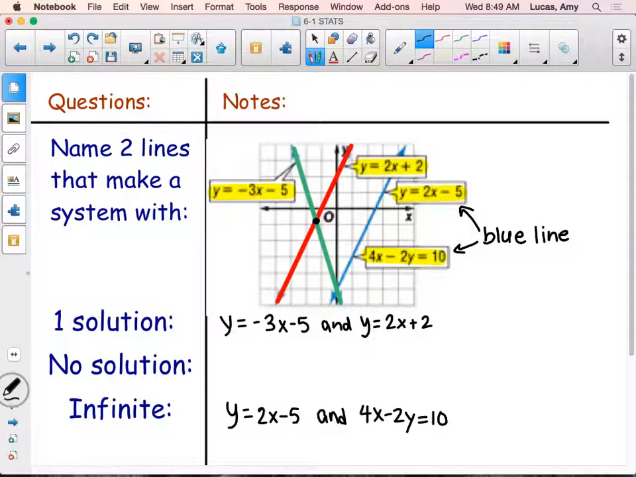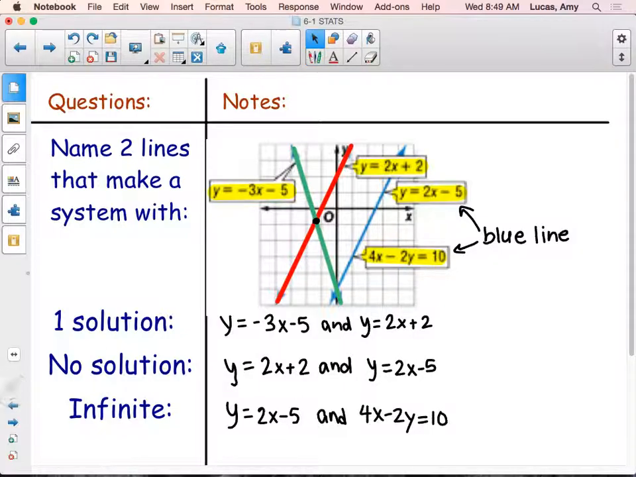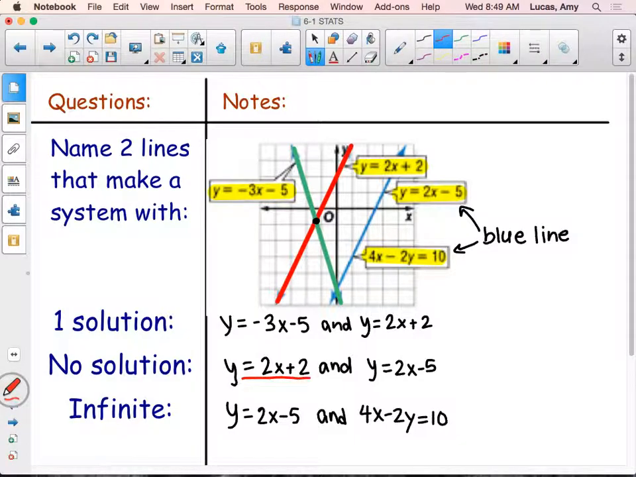Okay, and then no solution, they have to be parallel. So parallel to me are red and blue. Red is y equals 2x plus 2, and blue is y equals 2x minus 5. So red and blue are parallel. Red and green are one example of intersecting. And then blue is infinite.